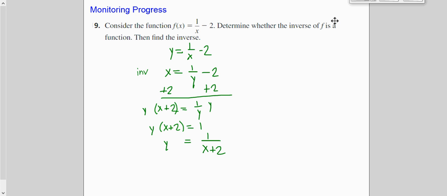Now it says determine whether the inverse of f is a function, then find its inverse. This is a 1 over x with a transformation. It's a hyperbola. Hyperbolas are functions, and their inverses are functions. So this is a function, and so is this. So we would need to say yes. Determine the inverse of f is a function. Yes, it is. And then we found it. Switch x and y, solve for y.